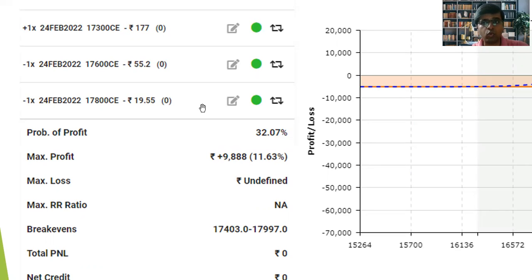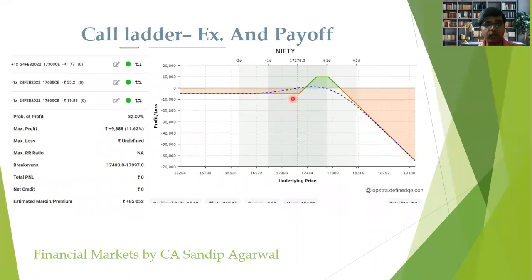So if you go and rewind the video, you will see in the case of the call ratio spread, the probability of profit was somewhere around 29%, whereas in the case of the call ladder, the probability of profit improves to 32%. Obviously, the max profit gets slightly lesser, but the risk also gets lesser. You can see the payoff graph as well.